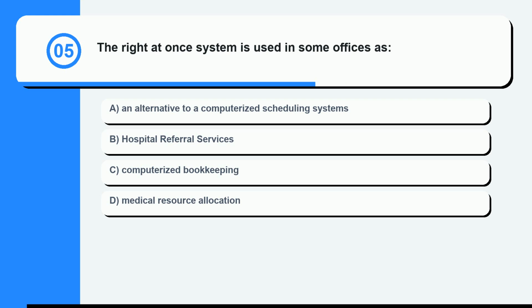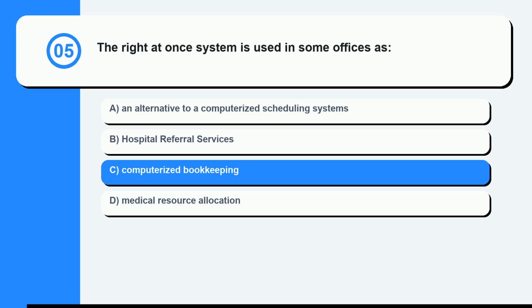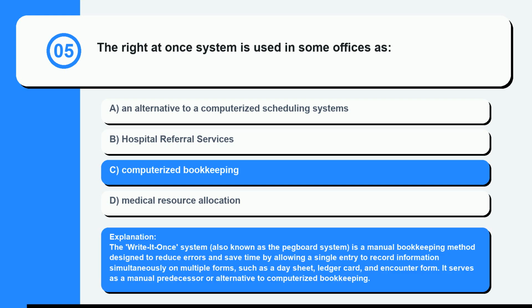Question 5. The write-at-once system is used in some offices as A. An alternative to a computerized scheduling system. B. Hospital referral services. C. Computerized bookkeeping. Or D. Medical resource allocation. The correct answer is C.